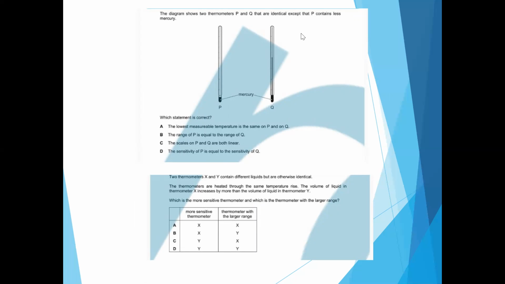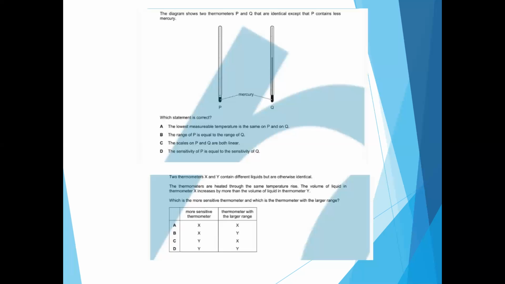No. Why? Because when you have less mercury, it's going to expand less for the same temperature rise, and so the lowest measurable temperature, the range, will be different for both. What is the range? Range is the difference between the maximum and the minimum temperature. What is sensitivity? Sensitivity is the distance covered by the mercury thread per change in temperature.